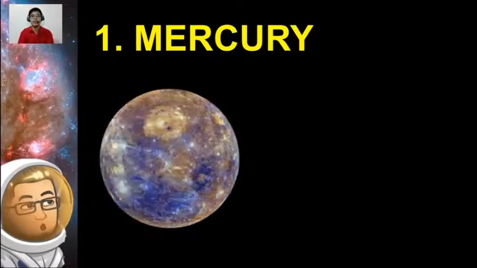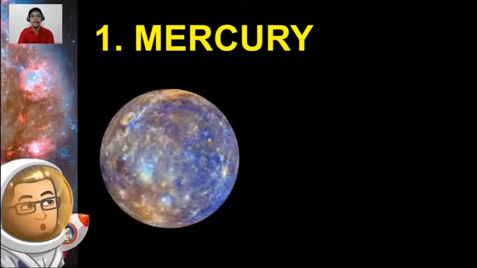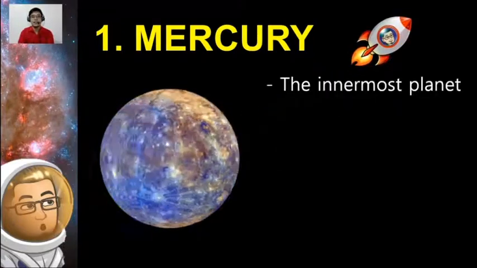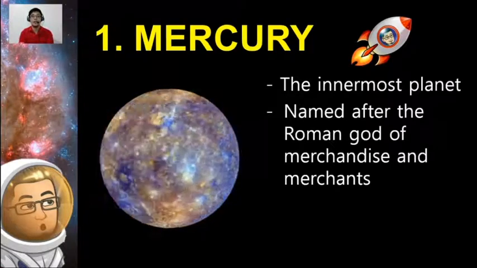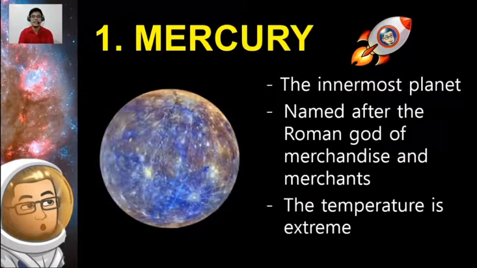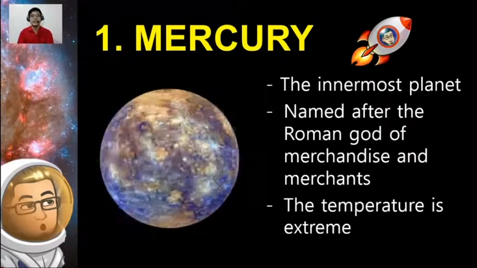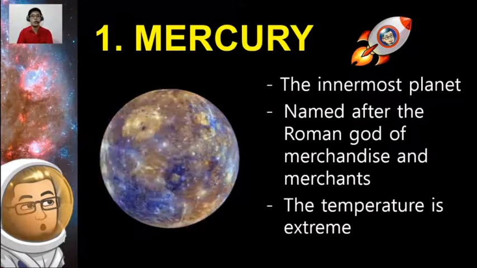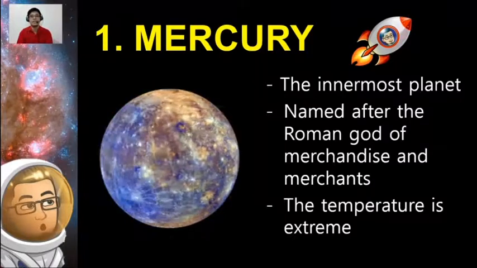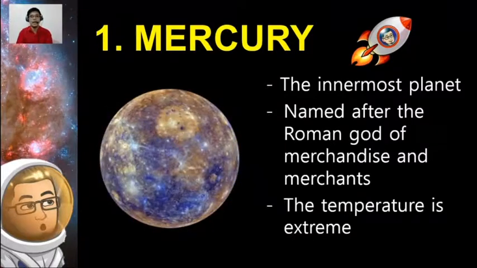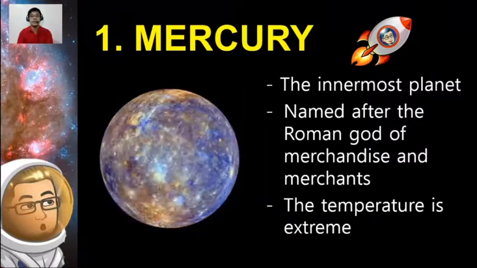Number 1 is the planet Mercury. Mercury is the innermost planet. It is also named after the Roman god of merchandise and merchants. And the temperature here is extreme. So what do you mean by extreme? It's really hot on this planet. This is the innermost planet, the first planet, or the closest planet to the sun.